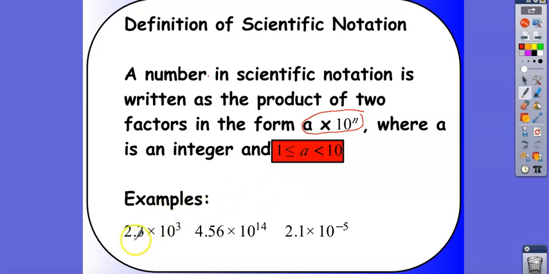Let's look at it. Do you see where the decimal right there, 2.3, isn't that between 1 and 10? 4.56 is between 1 and 10. 45.6 is not. 23 is not. 0.23 is not. 2.1, isn't that between 1 and 10? Well, remember, it has to be less than 10. So it could be a 9.9. That's it. The other problem we have is this n right here.